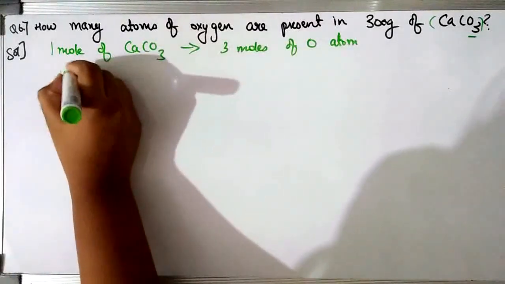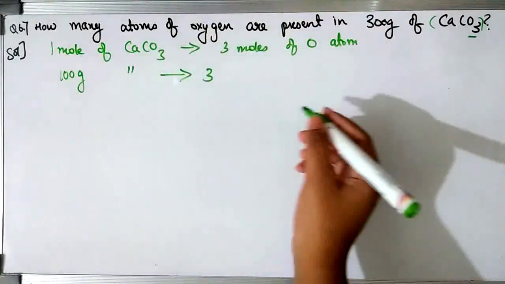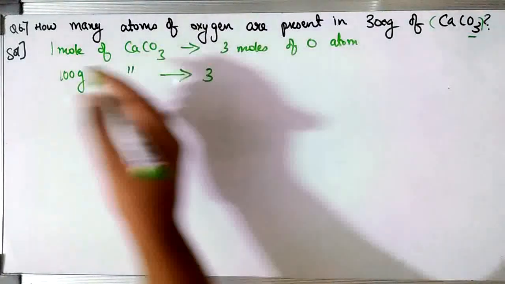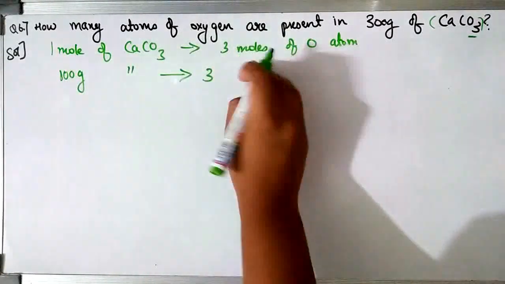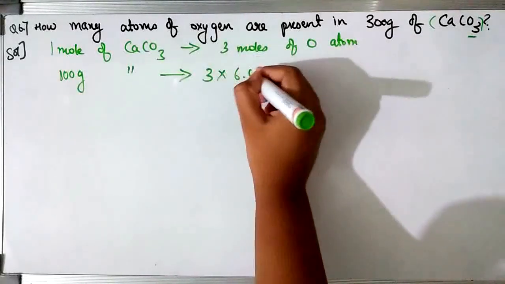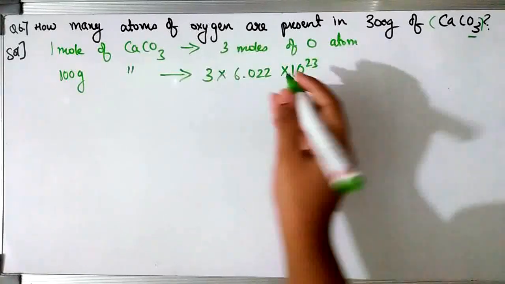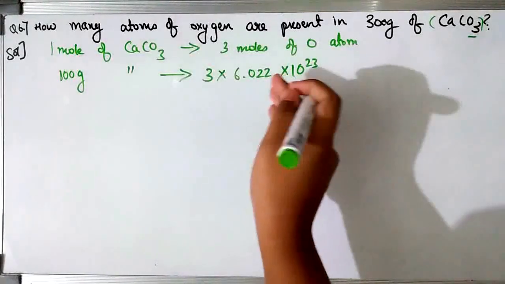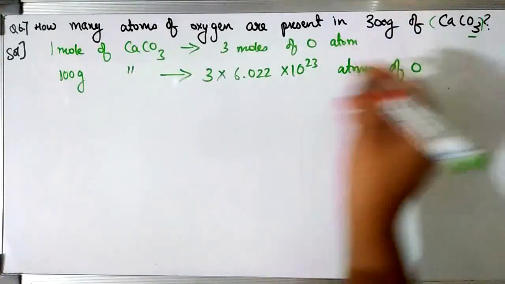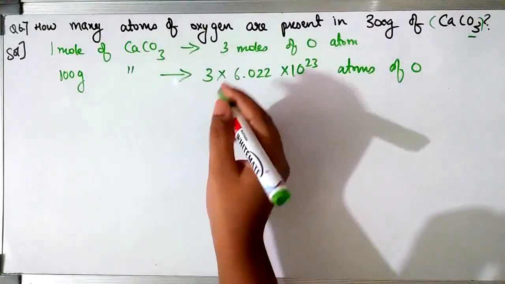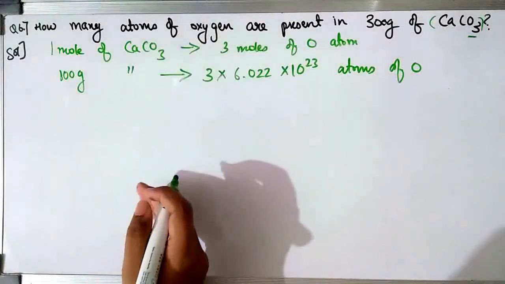So with this we can say that 100 grams of calcium carbonate will contain 3 moles of oxygen atom. In place of 3 moles of oxygen atom, let us write the value of moles. So 3 moles means 3 into the value of 1 mole, which is 6.022 into 10 to the power 23. So 3 into these many atoms of oxygen will be present in 100 gram of calcium carbonate, which is nothing but 1 mole of calcium carbonate.